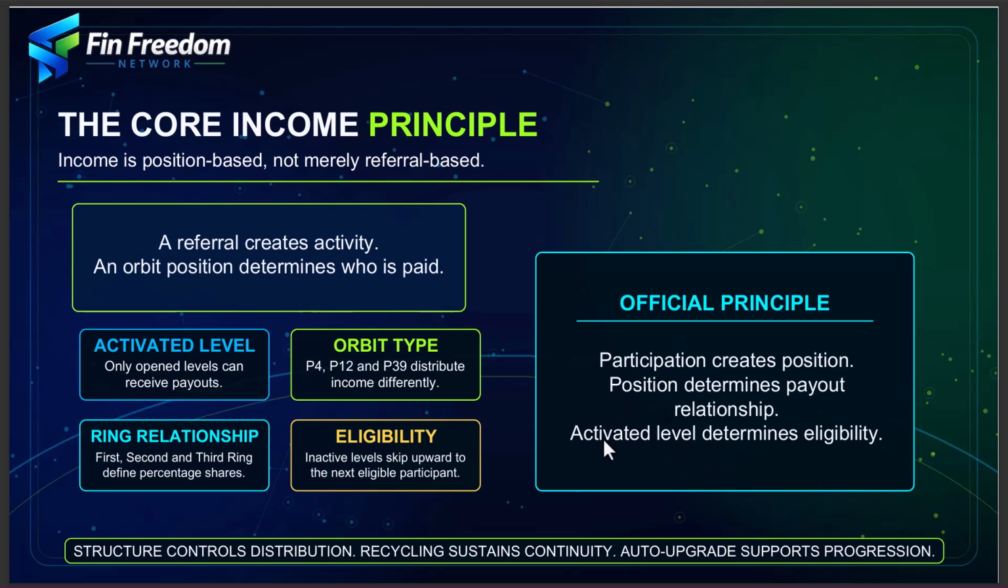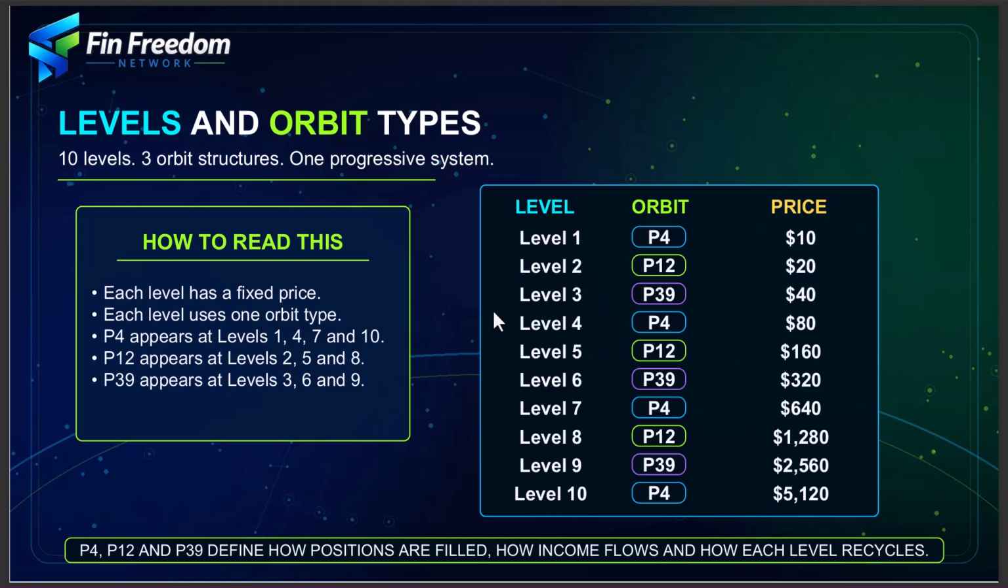So before you can earn from a position, you must open an orbit. All right? Again, these are the levels: level 1, level 2, 3, 4, until you get to level 12. Level 1 has P4 orbits. Level 2 has P12. Level 3 has P39. Then it repeats again. Level 4, P4. Level 5, P12. Level 6, P39. Level 7 again, P4. Level 8, P12. Level 9, P39. Level 10, P4. All right? So that's how it goes.